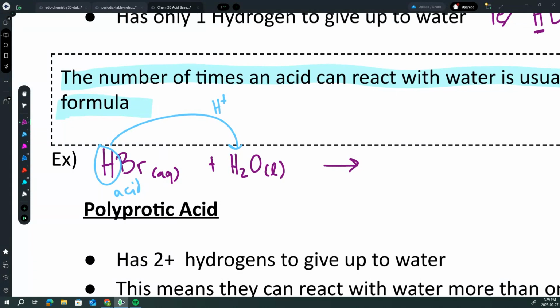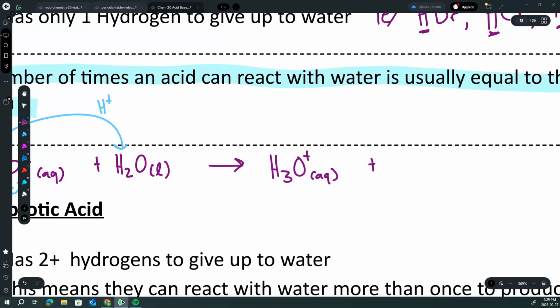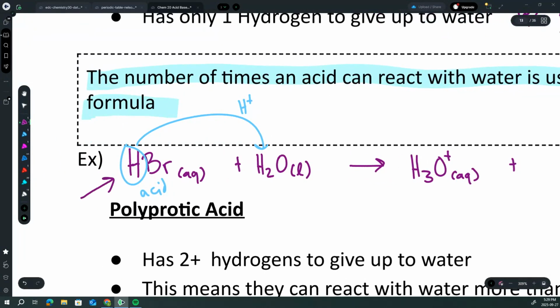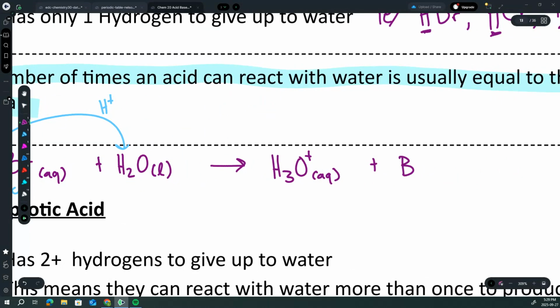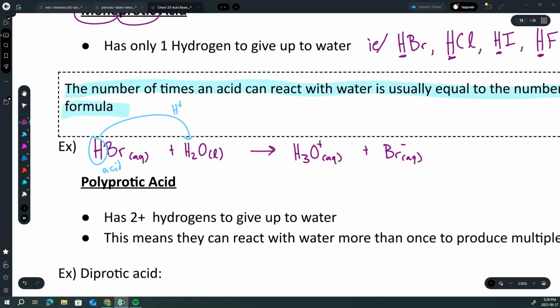Now what we'll have is our hydronium ion. Hydronium is always going to be aqueous. It's never going to be liquid. Liquid is for water, but not the hydronium ion. And then if we imagine HBr with one less proton, it's just going to be a bromide ion. And there you have it.